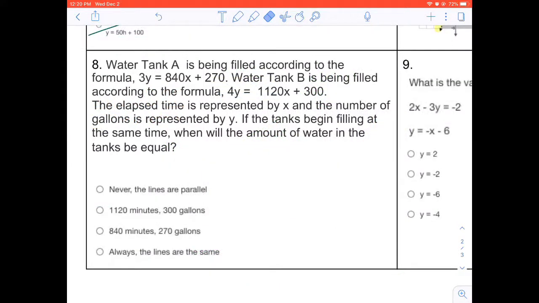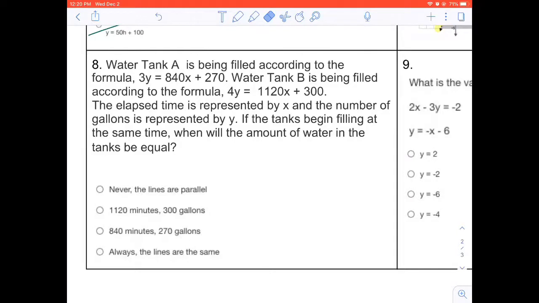Water tank A is being filled according to the formula 3y equals 840x plus 270. Water tank B is being filled according to the formula 4y equals 1120x plus 300. The elapsed time is represented by x and the number of gallons is represented by y. If the tanks are being filled at the same time, when will the amount of water in the tanks be equal?